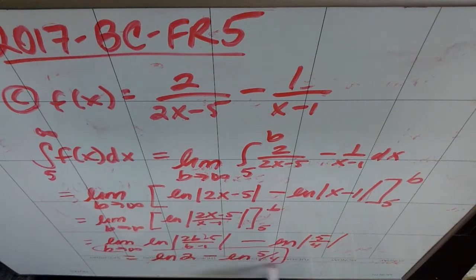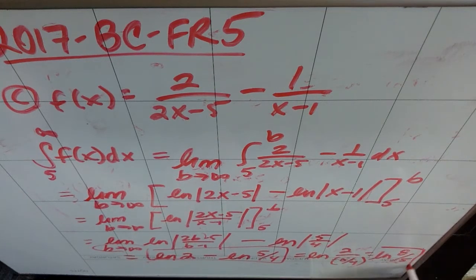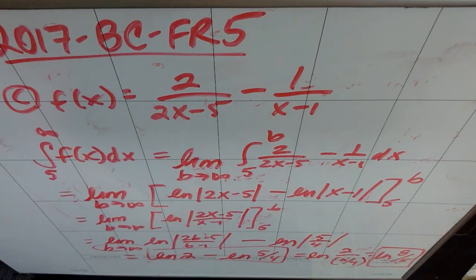If you wanted to combine them together, right, you're dividing by this thing, so that would be the natural log of 2 divided by 5/4. So the answer the AP has is natural log of 8/5, which is great. Technically, again, this is not a wrong answer, but if the AP wanted to be picky, they have the natural log of 8/5. So it converges, and it specifically converges to the natural log of 8/5.